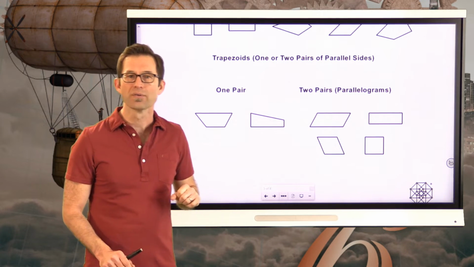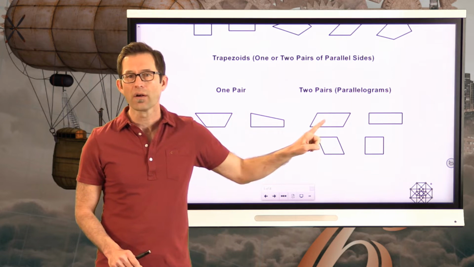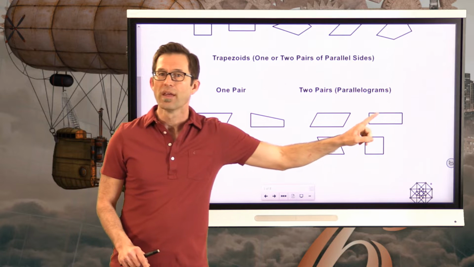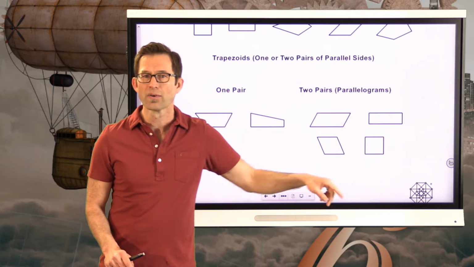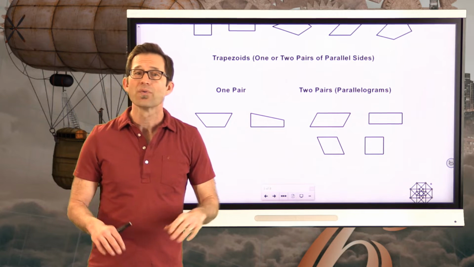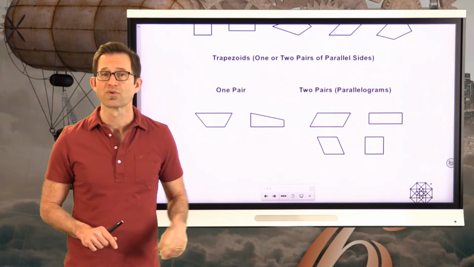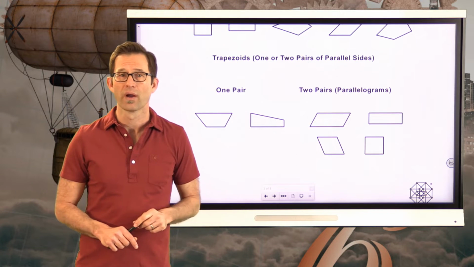Trapezoids that have two pairs of parallel sides, well, those are parallelograms. And they include your garden variety of parallelogram. They include things like rectangles and squares, and then here's that thing that I called a rhombus earlier. All right, so there's lots of different types of four-sided figures. The ones that we're going to concentrate on today are parallelograms.